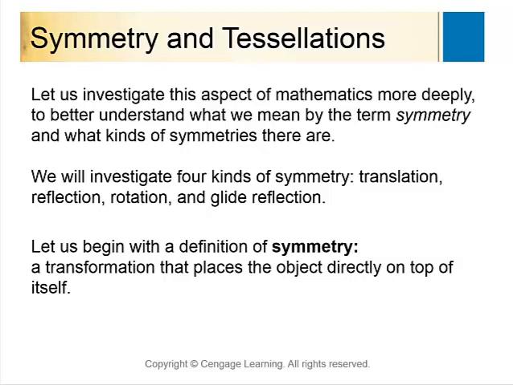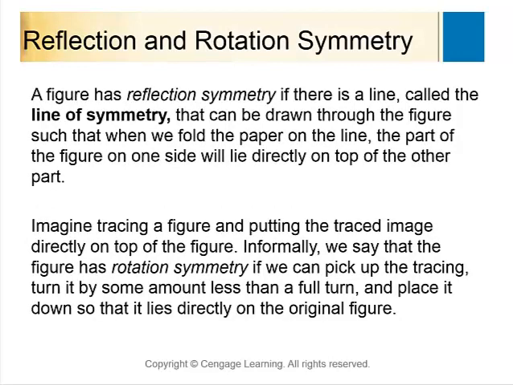So what do we mean by the term symmetry? We're going to be looking at translation, reflection, rotation, and glide reflection. Symmetry is basically a transformation that places the object directly on top of itself, kind of like a cut and paste, is what I like to say to my students. It has reflection symmetry if we can draw a line, like we did with the Canadian flag or the snowflake, and then we can fold it over and see the other side right on top of the other.